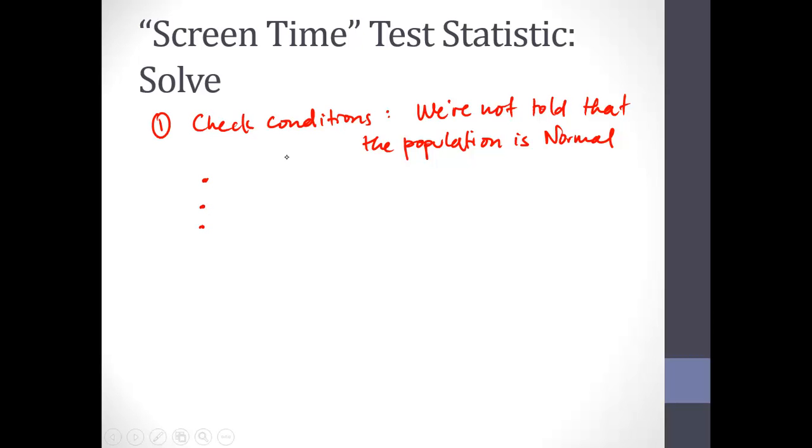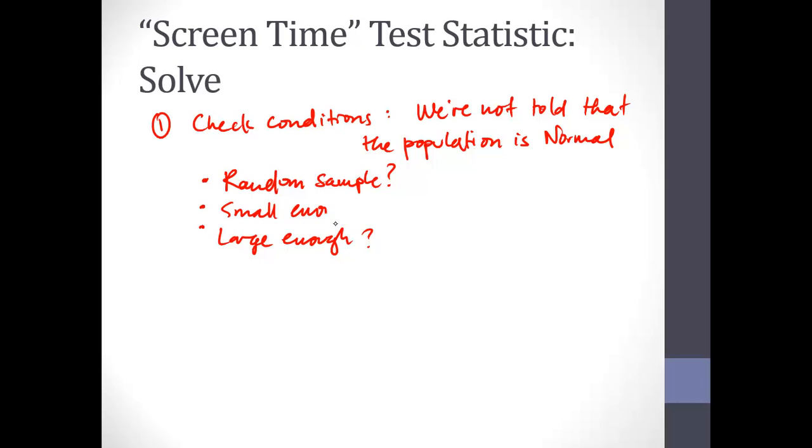So does anybody remember from chapter 14 what these three conditions are? Yeah, so do I have a random sample? Nice. What's another one? Big enough sample. Yeah, is it large enough? And then what's the other one? Small enough, right? I need my sample to be just right. Not too big, not too small.